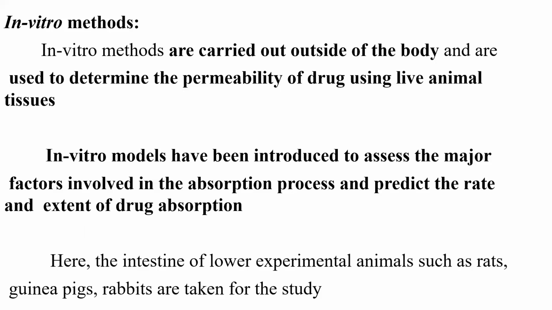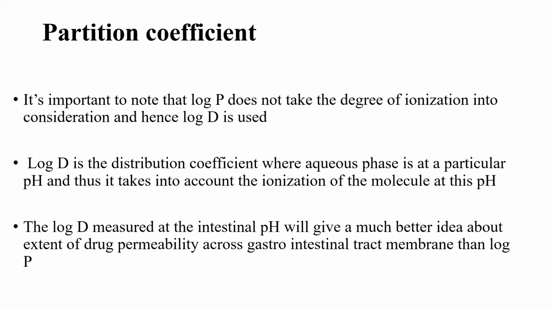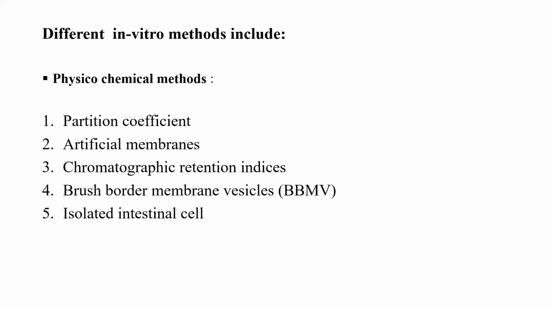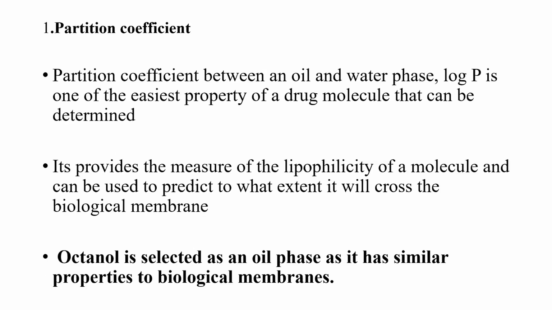In these in vitro methods, the first one is physiochemical methods: partition coefficient, artificial membranes, chromatographic retention, brush border membrane, and isolated intestinal methods. Then the tissue technique, number 6.1, includes four types: everted small intestinal sac technique, everted sac modification, circulation technique, and everted intestinal ring or slice technique. Then 7.1, diffusion cells method or cell culture method. First, we'll go for the partition coefficient.